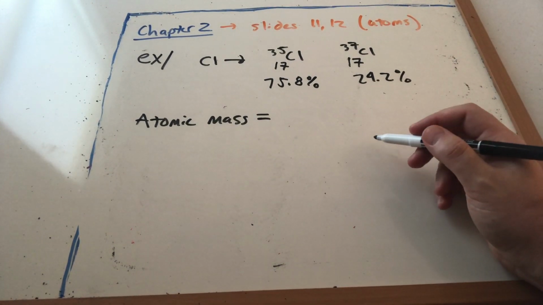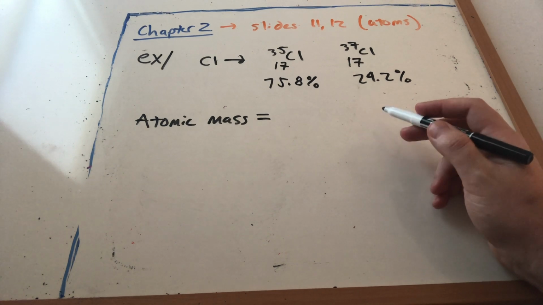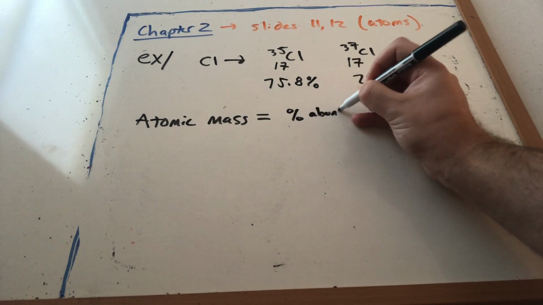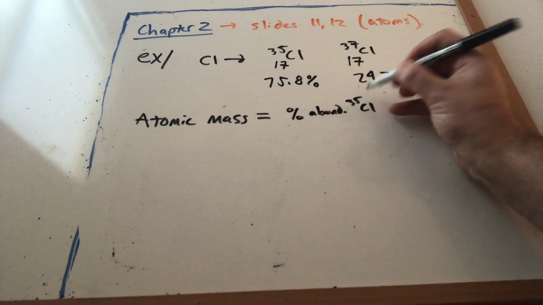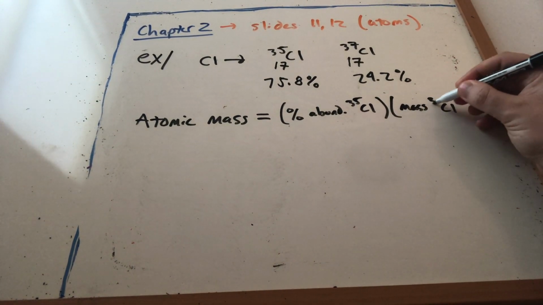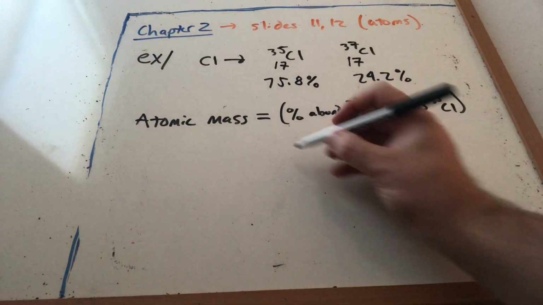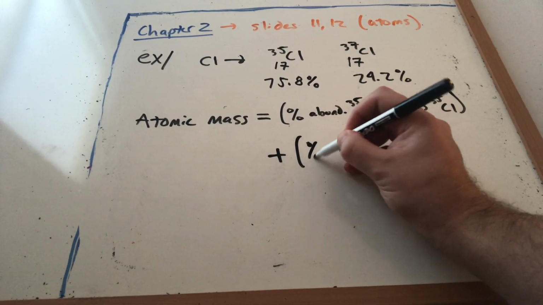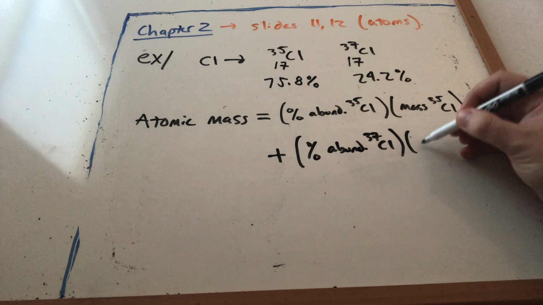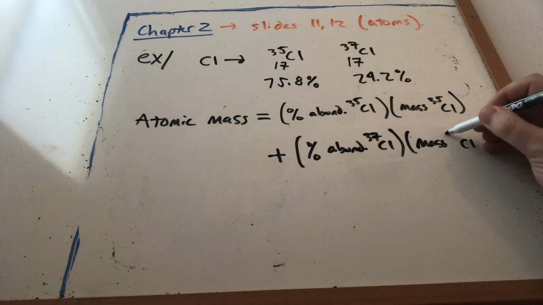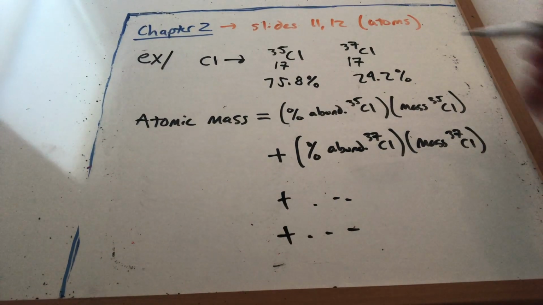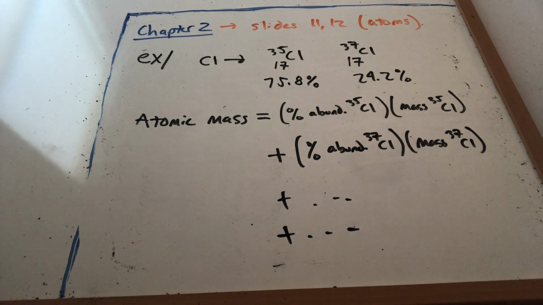The atomic mass is a sum, and it's a percent abundance times a mass plus a percent abundance times a mass. So symbolically, I need to find the percent abundance of Cl35. I have to multiply it by the mass of Cl35. That is inside a sum, so then I'm also going to add to that the percent abundance of Cl37 times the mass of Cl37. And if there were more isotopes, we would keep going with plus... But remember what we said above, there are only two isotopes here. That's the only bit of information.